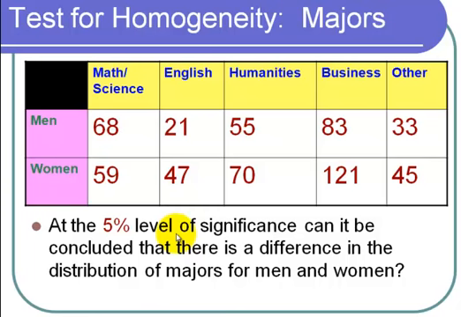Okay, so here's another example. So a survey was done asking a bunch of college students, are they a man or a woman? What is their gender? And what is their major? And here's the contingency table that shows that. And the question is, at the 5% level of significance, can it be concluded that there is a difference in the distribution of majors for men and women?